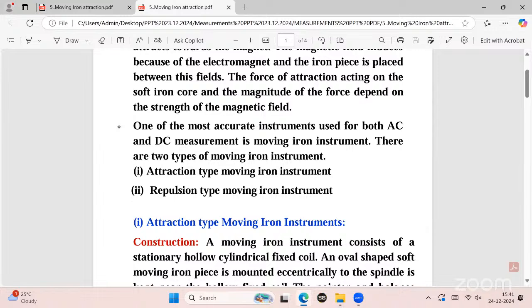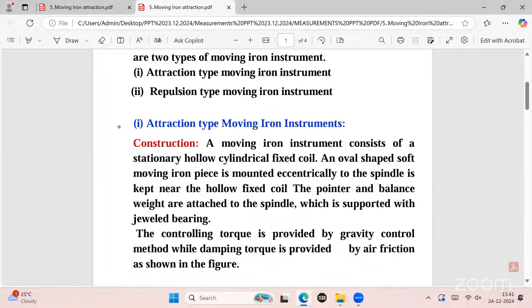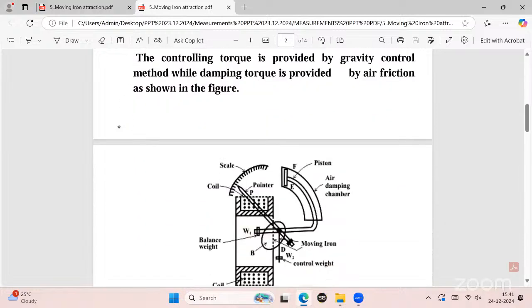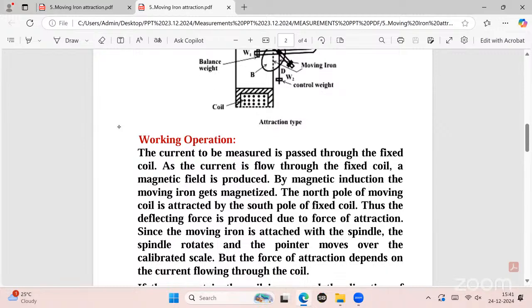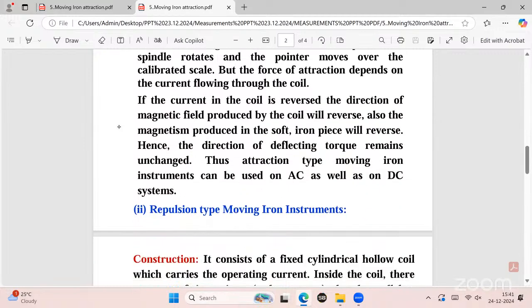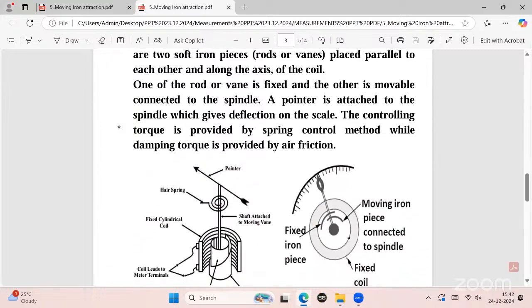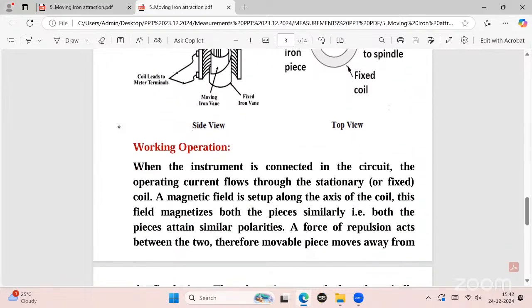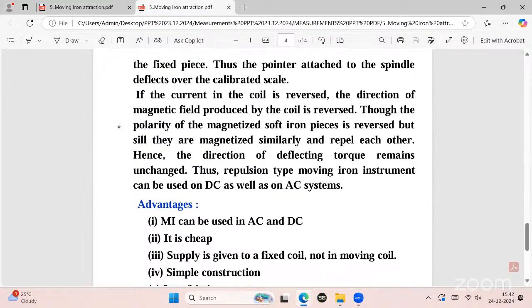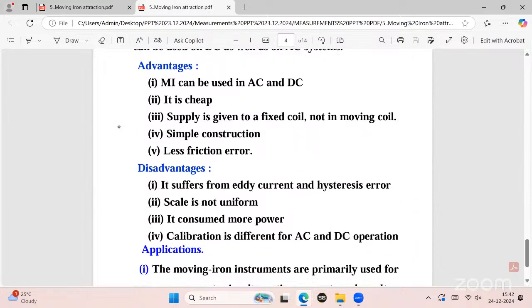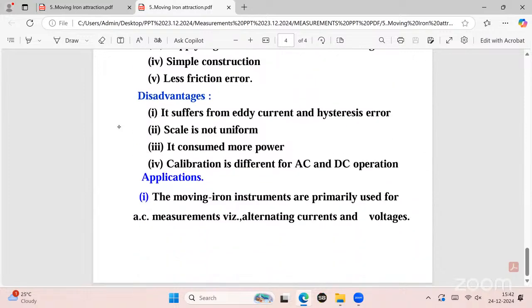So the first one is attraction type: construction, diagram, working operation. Then repulsion type: construction, diagram, working operation. Advantages, disadvantages, applications for a 10 marks question. That is moving iron. Next, the last one, Wheatstone Bridge.